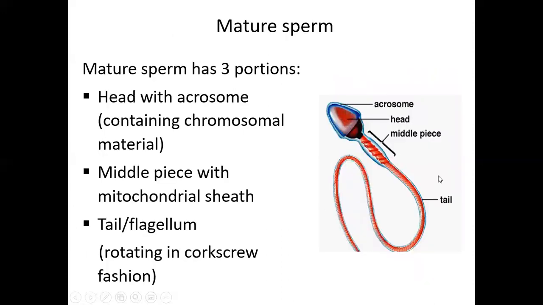Okay, now we're going to proceed to discuss the matured sperm. The matured sperm has three portions. It has the head, the middle piece, and the tail, or flagellum, and the tail is rotated in a corkscrew fashion.